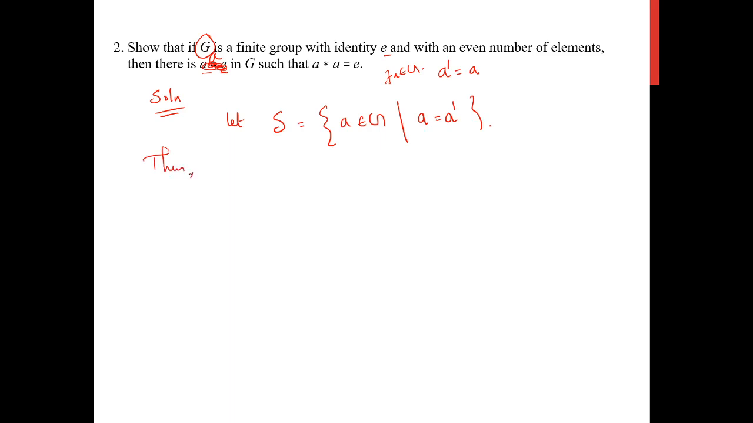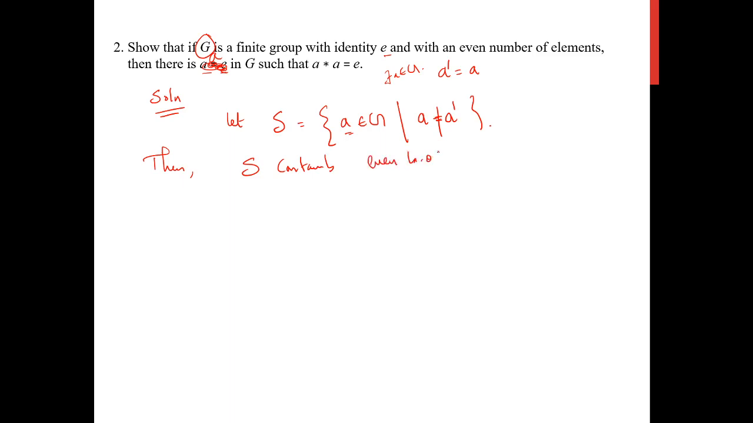Then this set S, sorry, A not equal to A dash. That means there is no inverse. That means A is not the inverse of itself. So S is the set of all A belongs to G such that S contains an even number of elements.